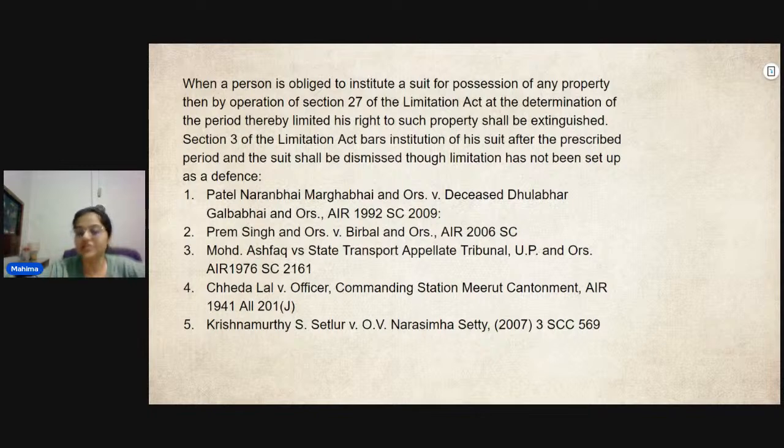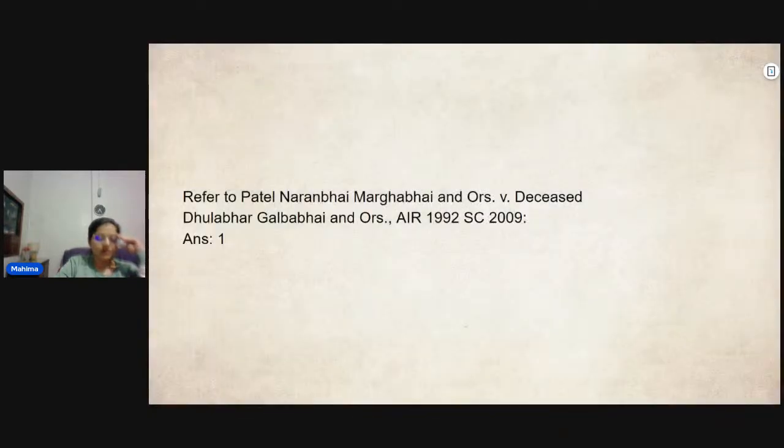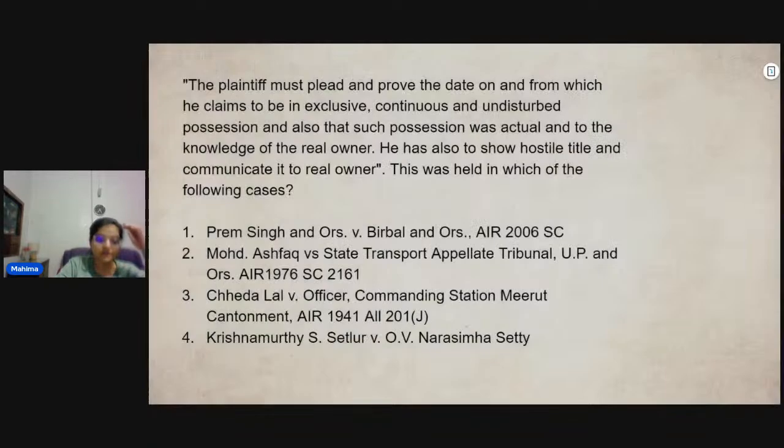Another case law based question. Mention this in the space of Section 3 only if you do not know the answer. Prem Singh and others has been eliminated. You are left with the other four options. Nobody? Yes, it is option number one. It is Patel Naran Bhai, Margan Bhai and others. Please mention this case law in front of Section 3 only of the Limitation Act.